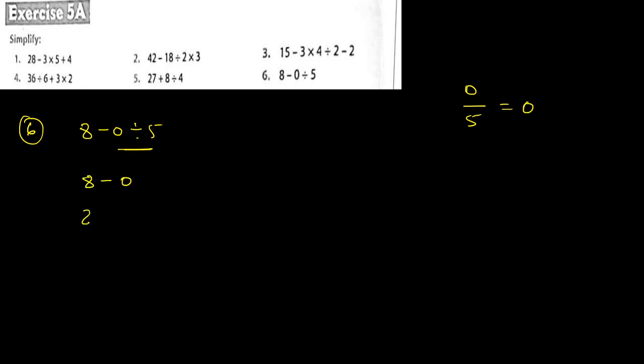Next question 6. 8 minus 0 divided by 5. Now first we will divide. So 0 divided by 5 is 0. So 8 minus 0, and 8 minus 0 is 8. So the right answer is 8. Fine.